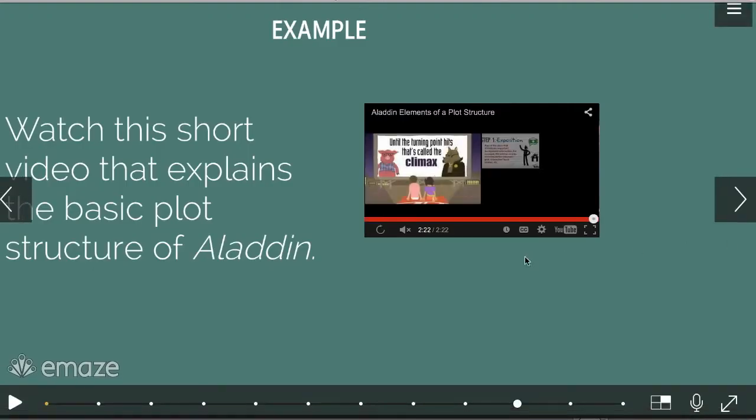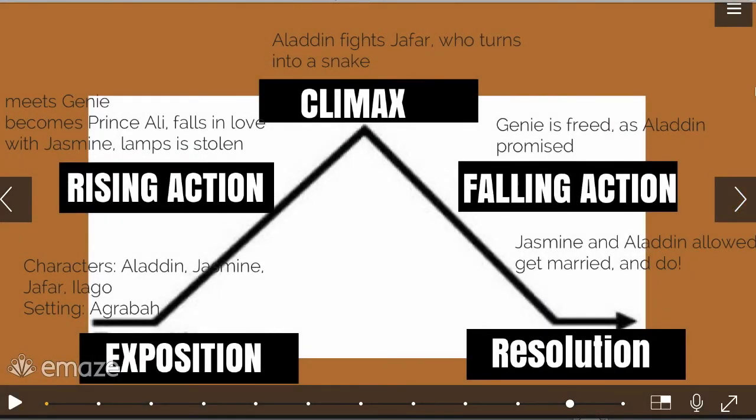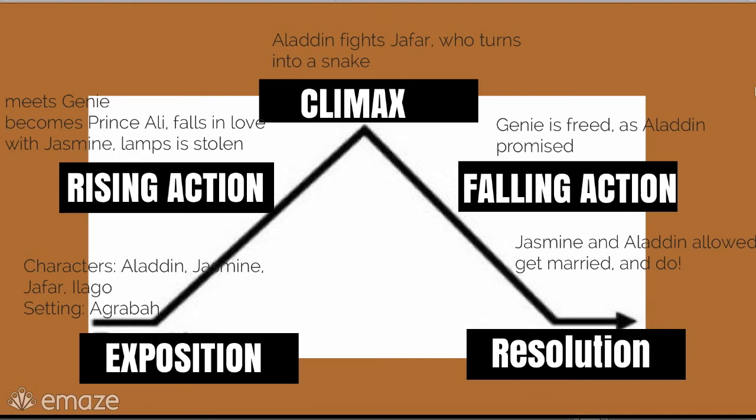Here I have the basic plot map again, filled out with all the components from the movie Aladdin. In our exposition, we have the characters Aladdin, Jasmine, Jafar, and Iago introduced. The setting of Agrabah was also introduced in the exposition. In the rising action, Aladdin meets the genie, he becomes Prince Ali, Aladdin falls in love with Jasmine, and then the lamp is stolen by Iago.